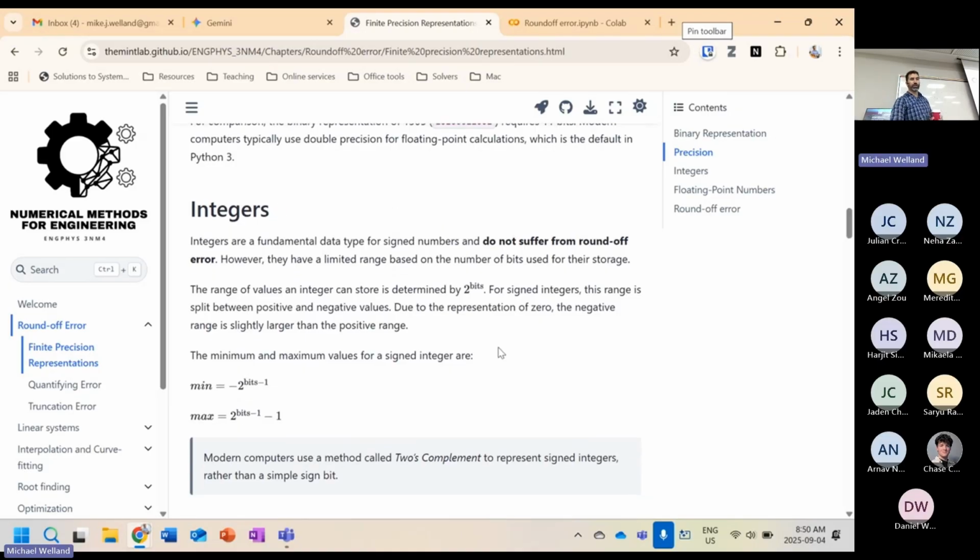Cool. Integers. Fundamental data type for signed numbers. They do not suffer from round-off error. Anybody know why?